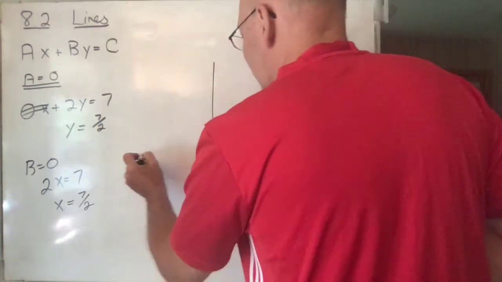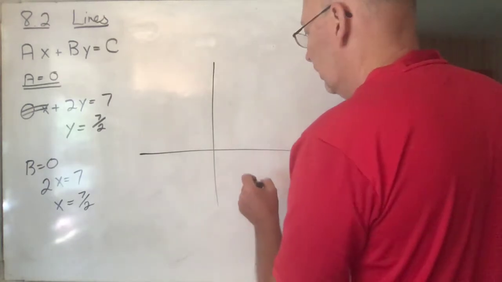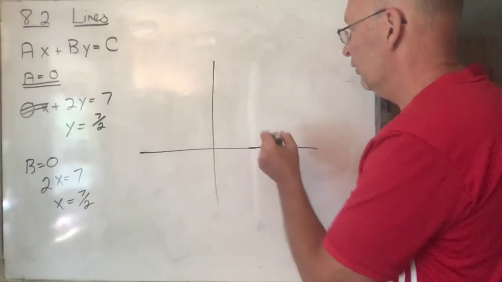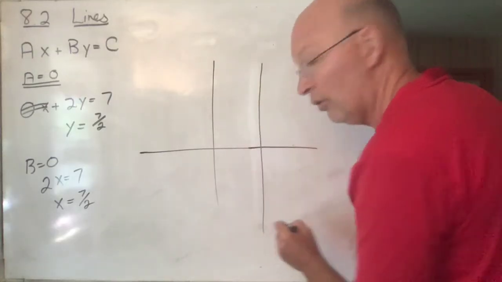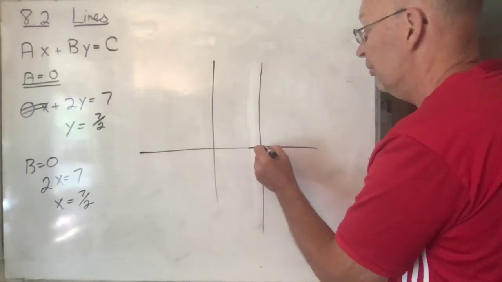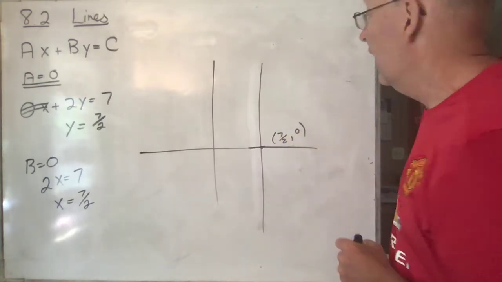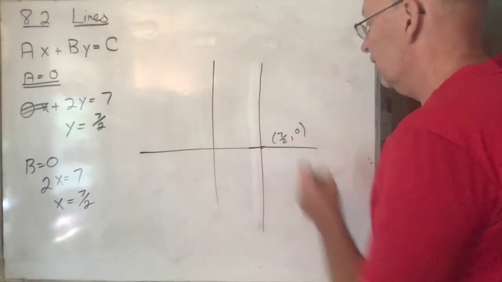Now we're saying we don't care what the y value is. No matter what the y value is, the x value is always going to be 7/2. So there's the point 7/2, 0, and it just is a vertical line.